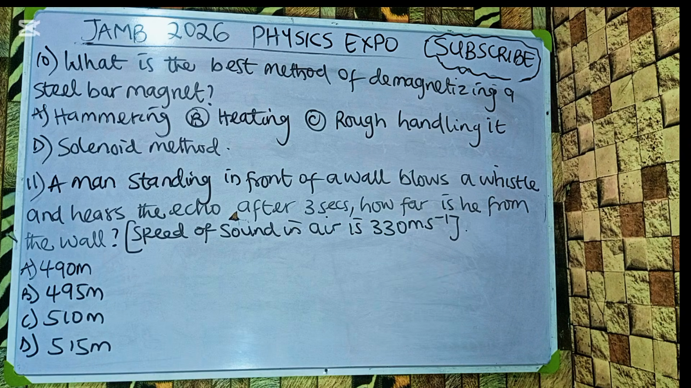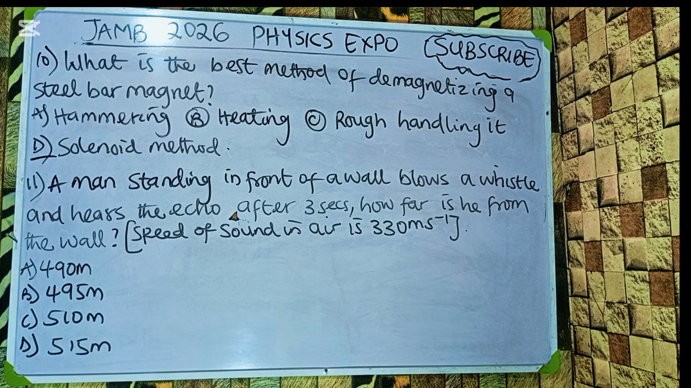Question 10. What is the best method of demagnetizing a steel bar magnet? Option A, hammering. Option B, heating. Option C, rough handling it. Option D, solenoid method. We all know that the best method to demagnetize a magnet is by the solenoid method, which is option D.